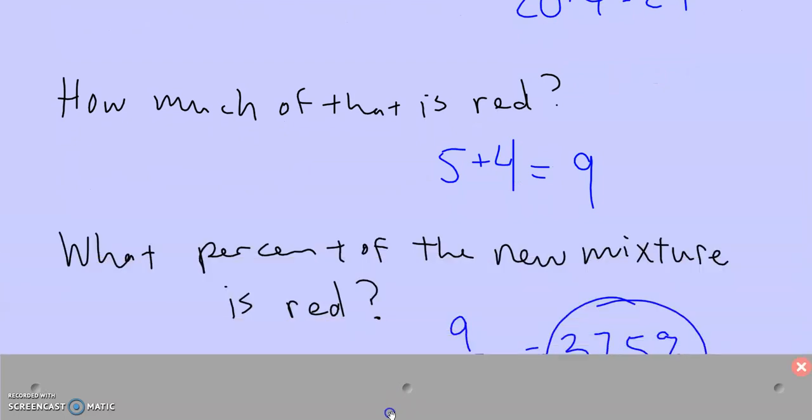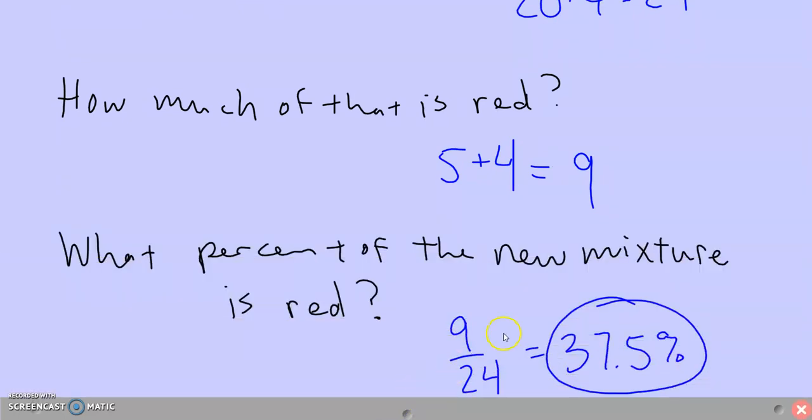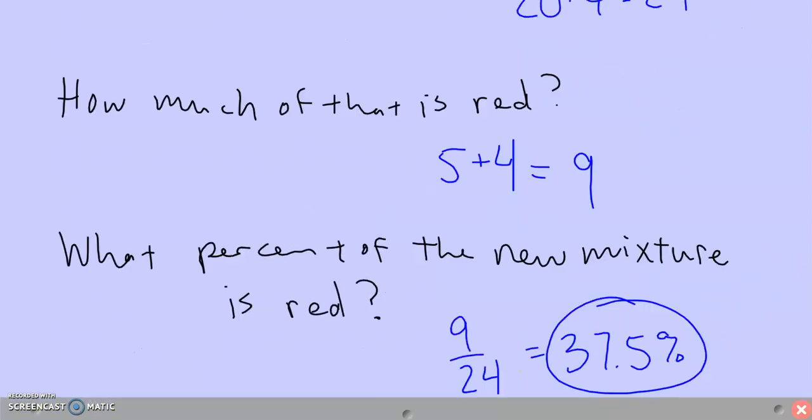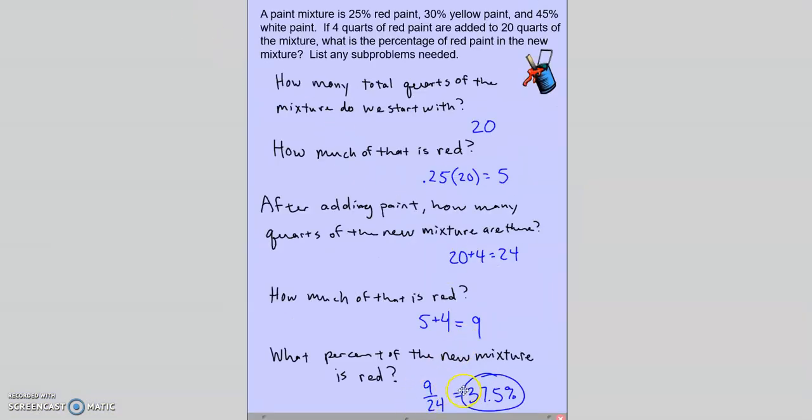And then finally, what percent of the new mixture is red? Of these 24 quarts of paint mixture, 9 of those quarts are red paint. So it's just simply 9 out of 24, which, use your calculator, is 37.5%. All right.